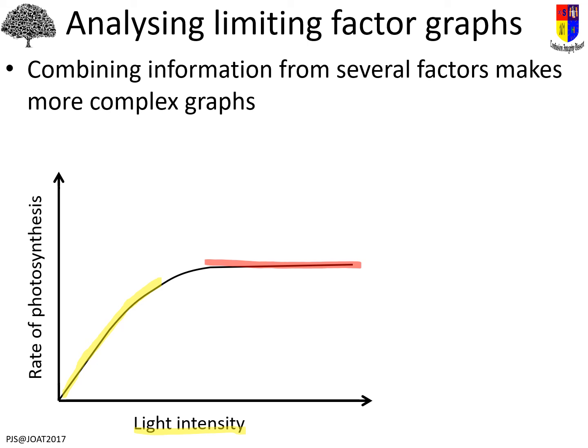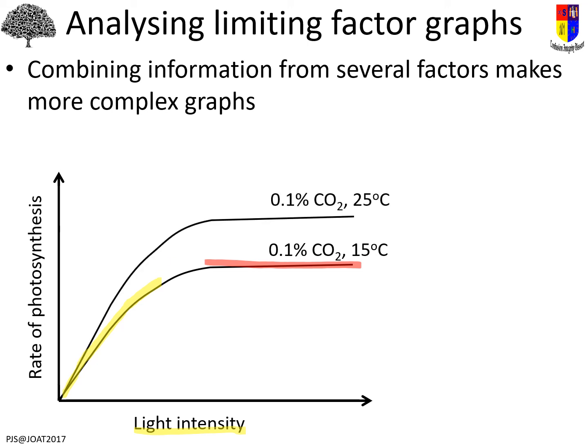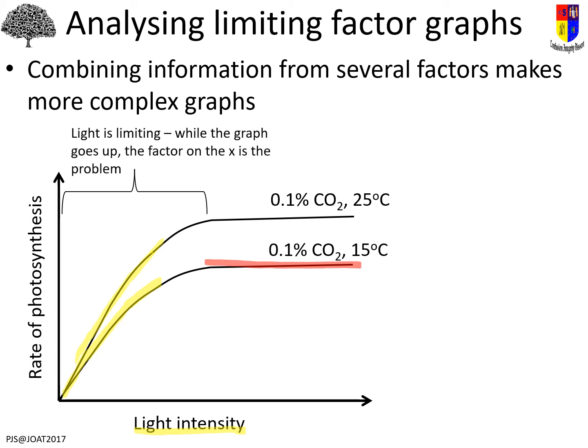It should be fine. But what if they gave you more information and said, actually, this is light intensity, but this whole graph has been drawn at 0.1% carbon dioxide and 15 degrees C. And then they add in a second line and tell you that one is at 0.1% carbon dioxide and 25 degrees C. So you have to look at this a little bit more carefully, and you're still okay with saying, well, up here, that's light intensity. The graph is going up, so the problem is the thing on the X.